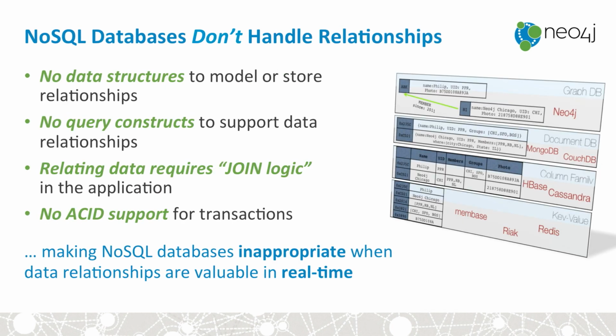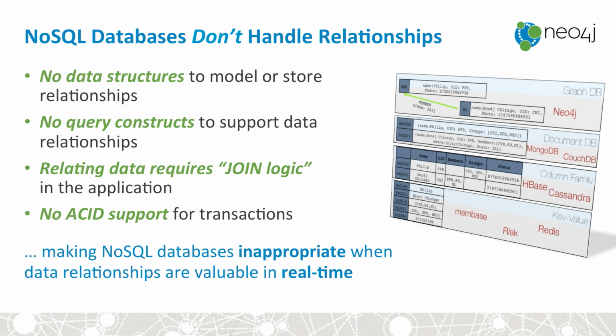And then, NoSQL databases don't handle relationships. And I will preface this by saying that many people include Neo4j and graph databases in the NoSQL space. So in this case, we're referring to NoSQL databases that aren't graph databases. They don't really think about relationships. They are teaching people to denormalize their data in order to get the best performance. And in the process of denormalizing your data, you create copies of your data that are hard to maintain. And there are really not query constructs to support data relationships.